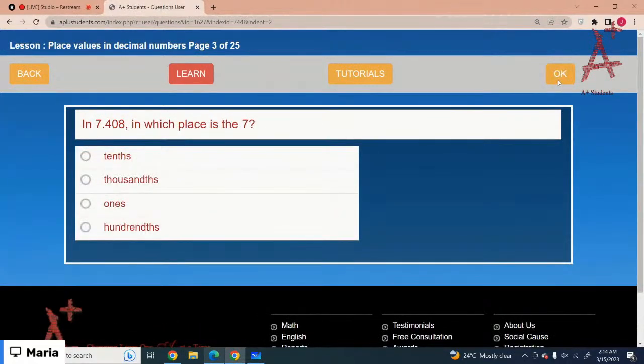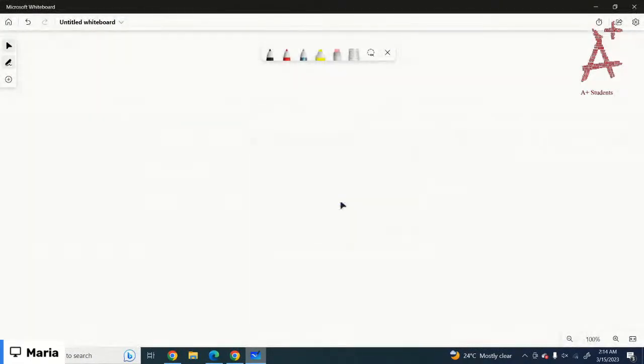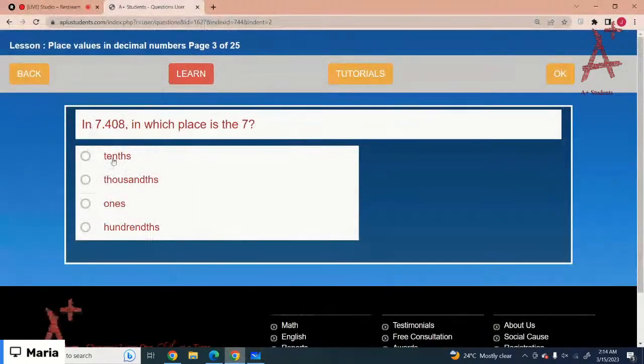And 7.408, in which place is the 7? 7.408. So 7 is at the ones position, 4 is at the tenths position, 0 is at the hundredths position, and 8 is at the thousandths position. Got it? So 7 is at the ones position. The correct option is ones.